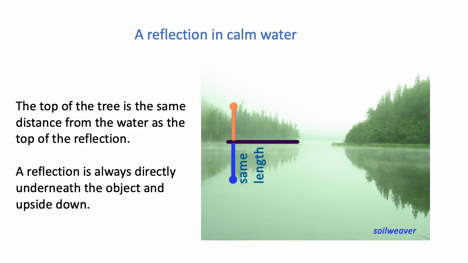In perfectly calm water, the surface acts as a giant mirror. And to find the reflection, find the top of the object, here at the top of a tree, and find out how far it is from the water line. Then draw that same length, and that will give you the bottom of the reflection, which is actually a reflection of the top of the tree. And reflections are always directly underneath the object and upside down.